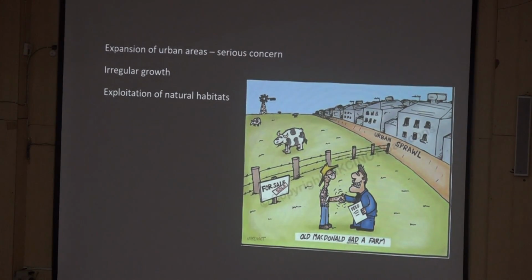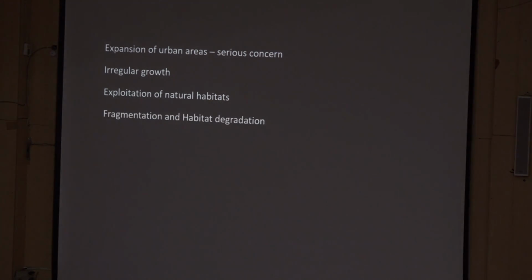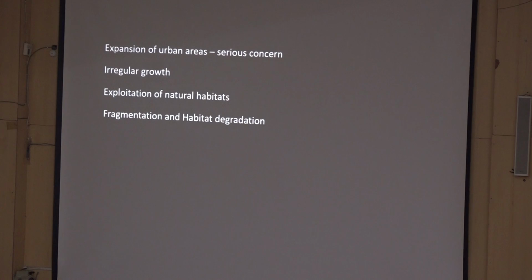Now, as the cities grow, a serious concern is how they expand into the surrounding areas. Cities usually do not follow a concentric growth and they grow very irregularly. The urban core gets saturated and there is exploitation of habitats at the urban core as well as suburban and rural areas, which is basically the exploitation of natural habitats. This leads to fragmentation and habitat degradation, and this can simply be said to be urban sprawl.